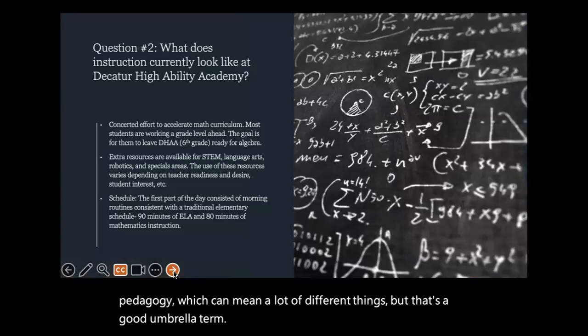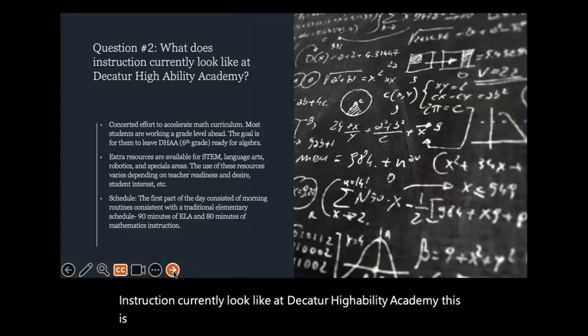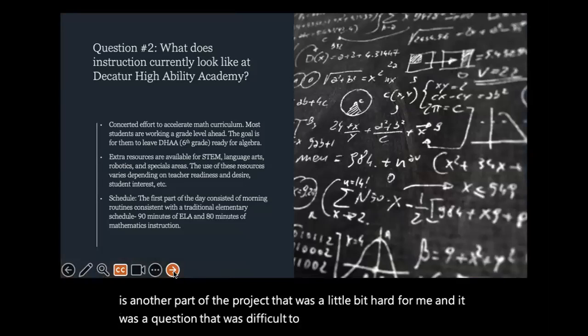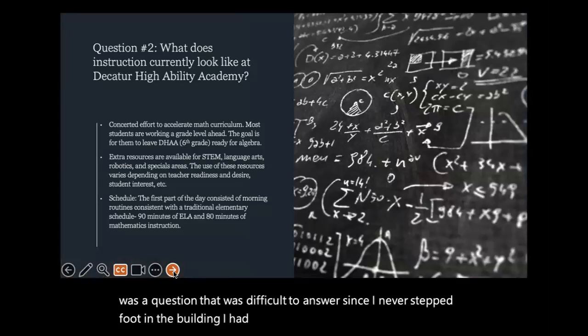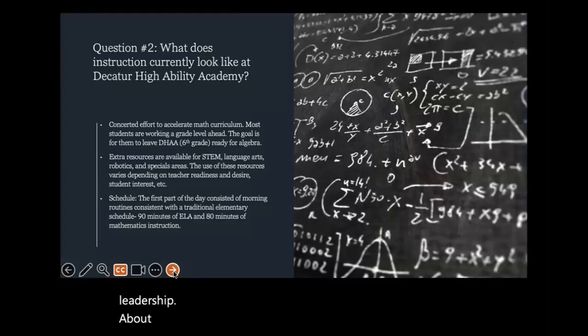All right, so question number 2, what does instruction currently look like at Decatur High Ability Academy? This was another part of the project that was a little bit hard for me, and it was a question that was difficult to answer since I'd never stepped foot in the building. I had to lean heavily on my interviews, and on informal conversations that I had with district leadership about what instruction looked like.